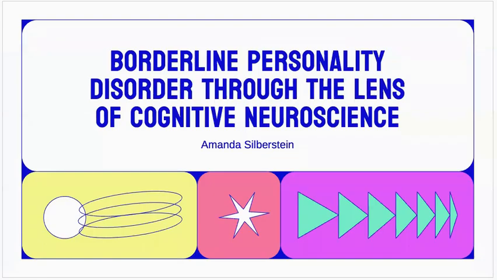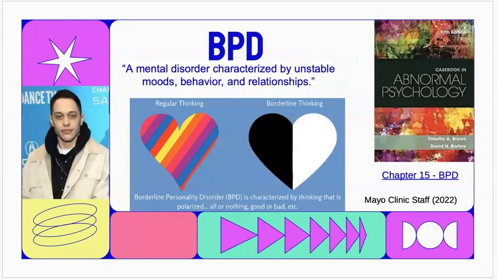Hi, everyone. My name is Amanda Silberstein, and welcome to my final presentation, Borderline Personality Disorder Through the Lens of Cognitive Neuroscience. Borderline personality disorder is defined as a mental disorder characterized by unstable moods, behavior, and relationships.